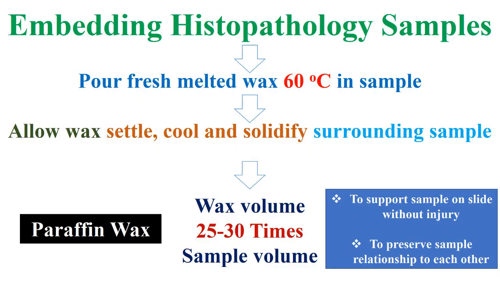Whereas, embedding histopathology samples is done by pouring fresh melted wax at 60 degrees Celsius onto the sample, and allowing the wax to settle, cool, and solidify around the sample. But please pay attention: paraffin wax volume should be 25 to 30 times the sample volume, to support the sample on the slide without injury and to preserve the relationship of the samples to each other, as mentioned in the next slide.